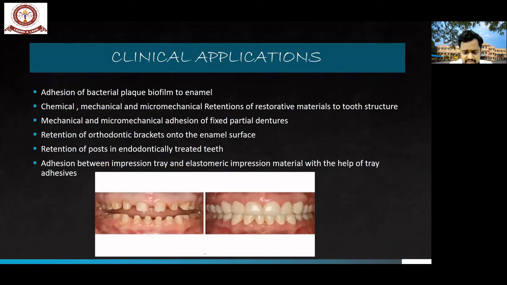So coming to the clinical application of this topic, adhesion: we will be able to understand the mechanism of how bacterial plaque binds to the enamel, and how we can prevent it after doing any scaling or any restoration. The surface has to be polished so that there won't be any irregularities, so that the plaque won't bind. Okay. Next, we know all the different materials have different properties and different ways of binding to different substances. So we can select the type of material depending upon the clinical scenario, such as mechanical and micromechanical adhesion of fixed partial dentures, the retention of orthodontic brackets onto the tooth enamel surface, retention of posts, mainly involving dentin in the endodontically treated tooth, and adhesion of impression materials to an impression tray or elastomeric impression with the help of tray adhesive. So this adhesion plays a very important role.